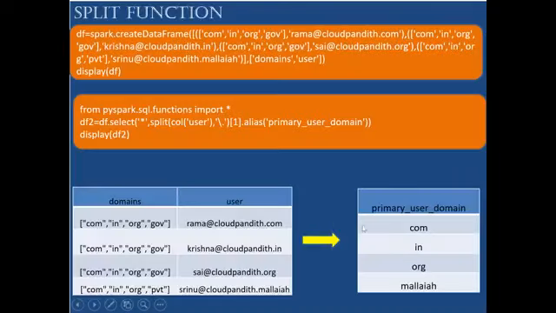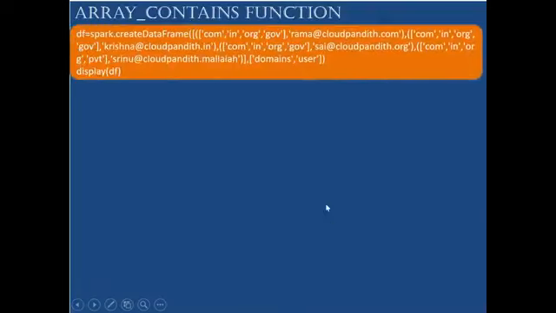Now you see the primary user domain means you are getting com, in, org, Malay. Suppose if I put 1 instead, can you tell me what I will get here? Speak out, friends. Quickly, you need to respond. Sai at the rate Cloud Pandit will come. Similarly, here Krishna at the rate Cloud Pandit, Rama at the rate Cloud Pandit, Srinu at the rate Cloud Pandit will come.